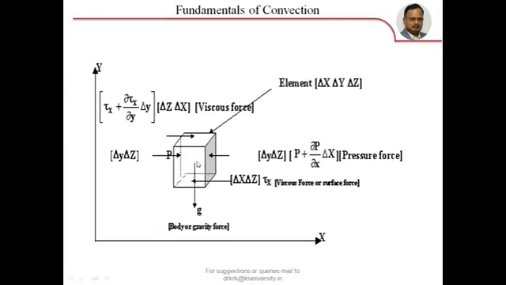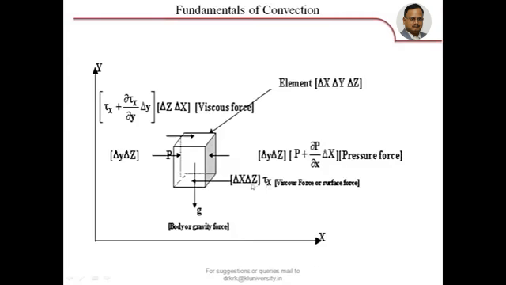The weight of this element acts vertically downwards, and we call it the body or gravity force, which is equal to rho into del x, del y, del z into g. When this fluid element is moving in positive x direction, it is subjected to shear stress at the bottom plane, that is tau x in x direction.